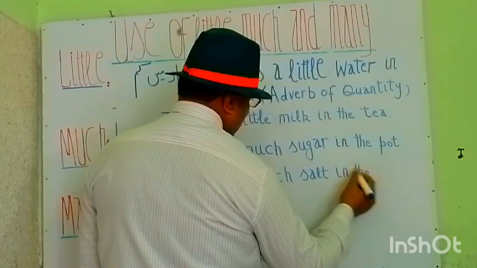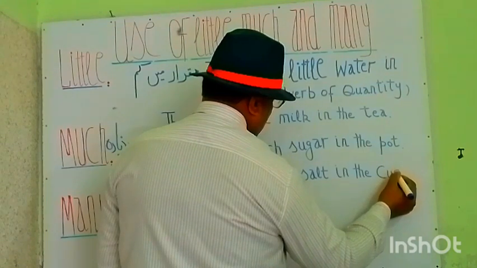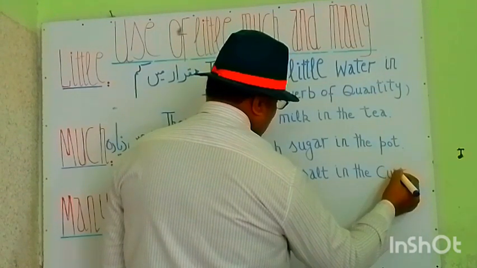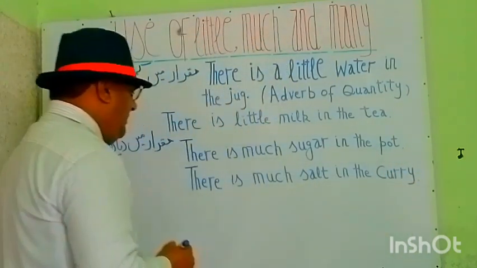सालन में नमक ज़्यादा है. करी, C-U-R-R-Y. करी सालन को कहते हैं. सालन जिसमें शोरबा हो, सूप हो, शोरबे वाले सालन को करी कहा जाता है. There is much salt in the curry. सालन में नमक ज़्यादा है.